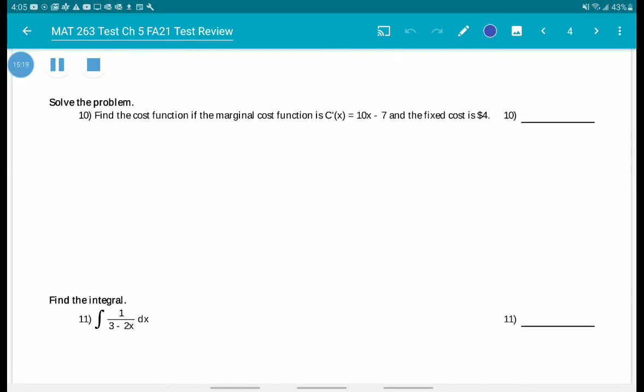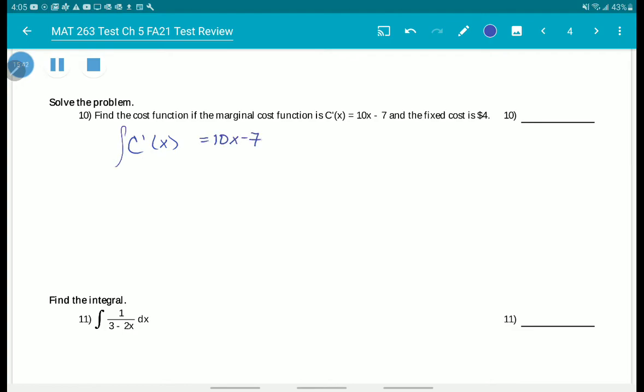Number 10, they're asking us to find the cost function if the marginal cost function is 10x minus 7, and then we have a fixed cost of 4. So let's talk about the information we have here. Marginal means derivative. So we have a derivative of the cost function, and that's equal to 10x minus 7.